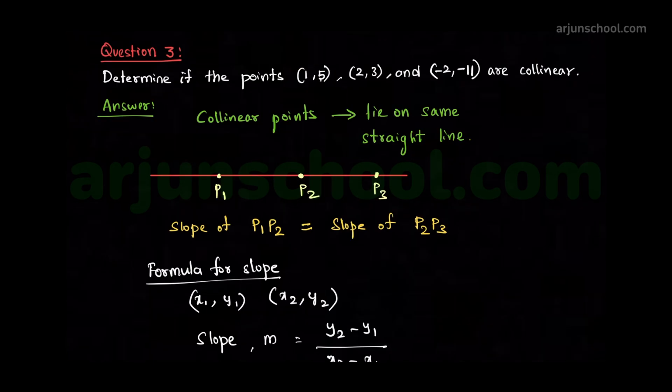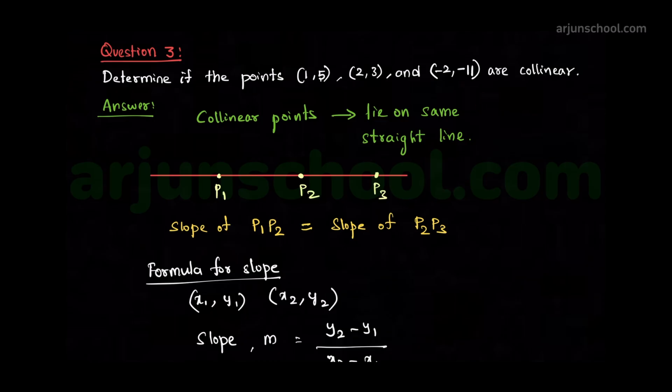We have already said that to check whether these 3 points are collinear, we need to take any 2 pairs of points, then find their slopes and then compare those slopes. If those slopes are equal, then the 3 points are collinear. Otherwise, the points are not collinear.